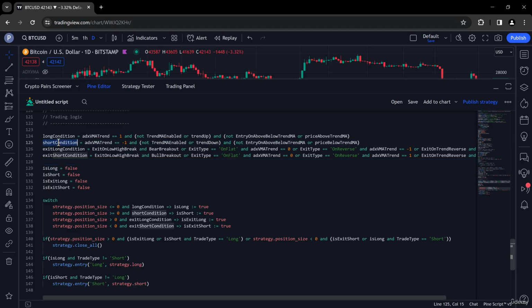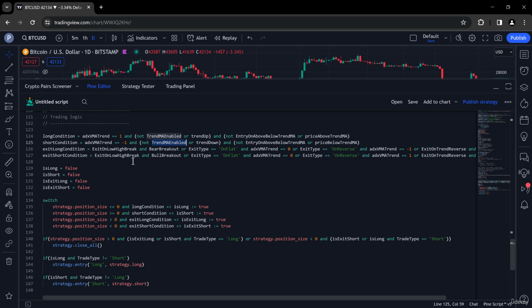Short condition is opposite of long condition, mostly opposite. For example, short condition will be true when ADX trend equals -1, and depending on whether trend down or price below trend MA is true, these parameters will be evaluated depending on whether entry on above below trend MA is enabled and whether trend MA enabled is enabled.